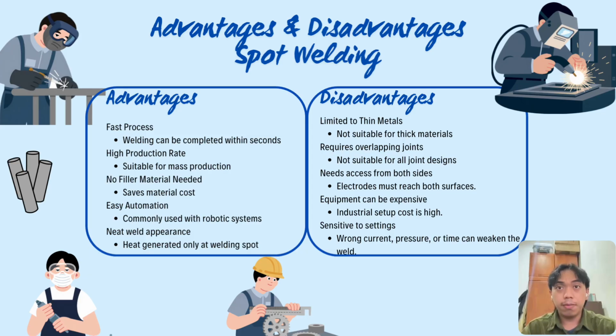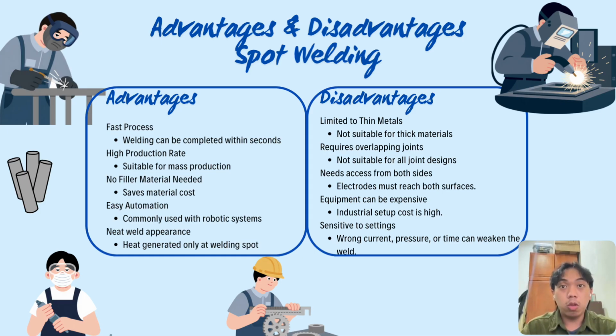The first advantage of spot welding is that it is a fast process. Since the weld is only made at small points, it does not take a long time to form each weld. This makes it suitable for mass production, especially in factories. And the second advantage is that no filler metal is normally needed, as mentioned before. This makes the process simpler because the machine does not need extra welding rods or additional materials to make the joint. And the third advantage is that spot welding is easy to automate.